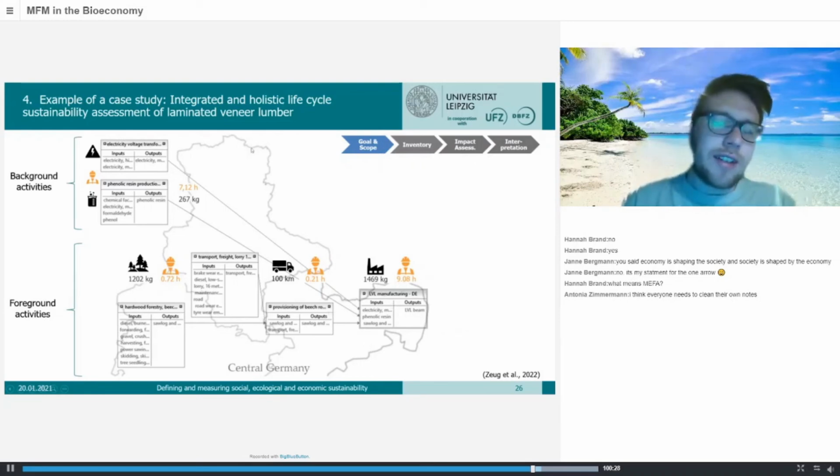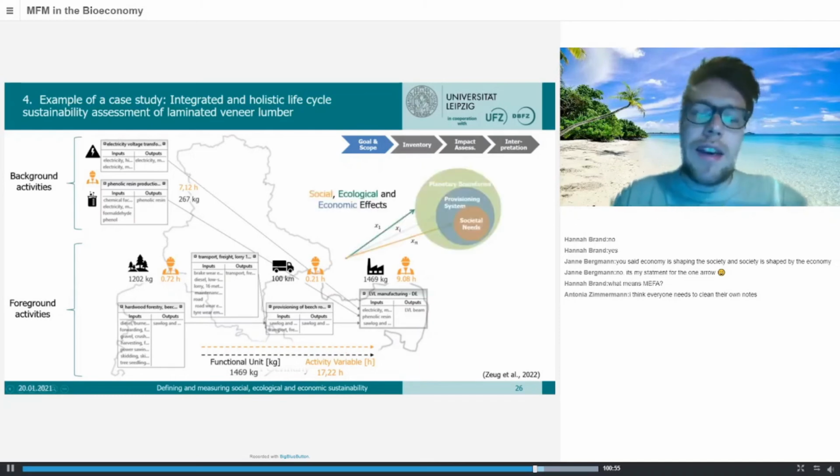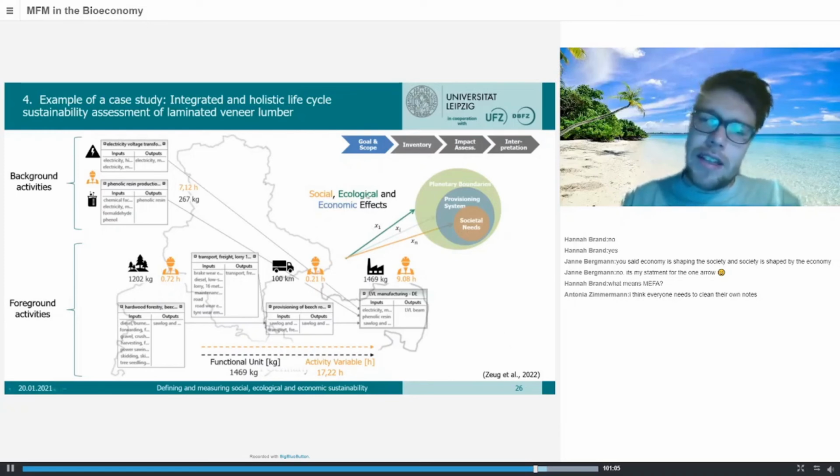So this is our background and foreground activities with the functional unit and the activity variable. And the activity variable at the end is 70.2 hours. So at the end, 70.2 hours are required to produce our functional unit, which is 1,400 kilograms of laminated veneer lumber. And of course, this production system has social, ecological, and economic effects on our planetary boundaries, provisioning system, and social needs. And we are measuring them by indicators with values, X, and so on and so forth. This is our goal and scope system, our model, which we are looking at.